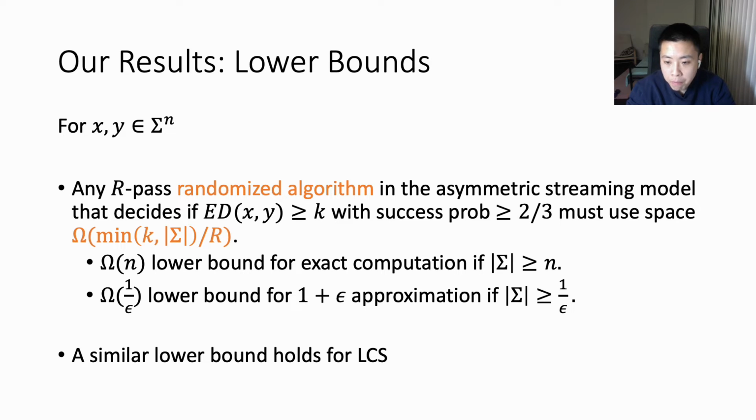Thus, if the alphabet set sigma has size omega n, there is an omega n space lower bound for computing edit distance exactly. This justifies why there is no sublinear algorithm that can compute edit distance exactly in this model. If we take k equal to 1 over epsilon, we get an omega 1 over epsilon space lower bound for any 1 plus epsilon approximation of edit distance. A similar lower bound holds for LCS.